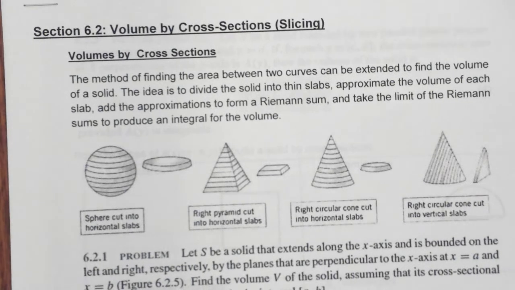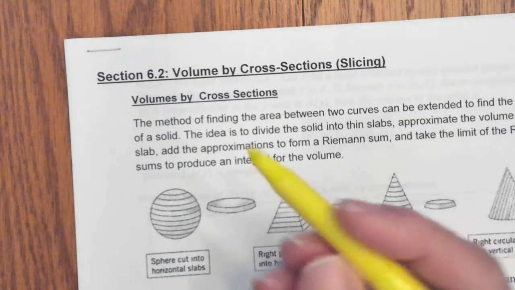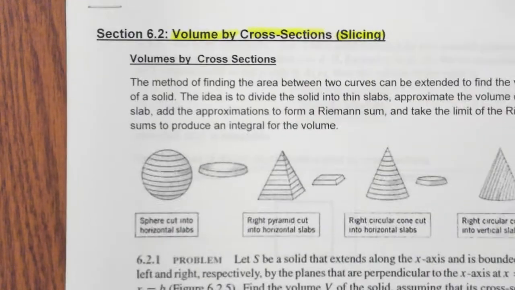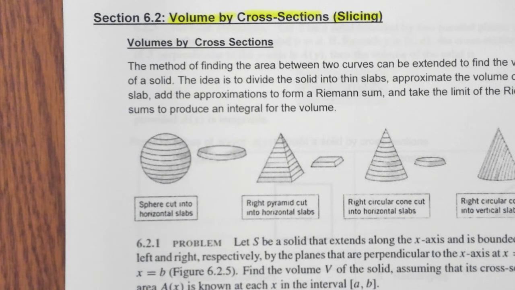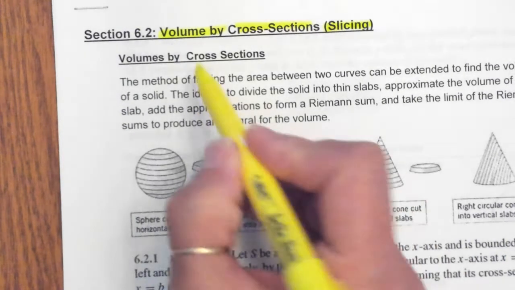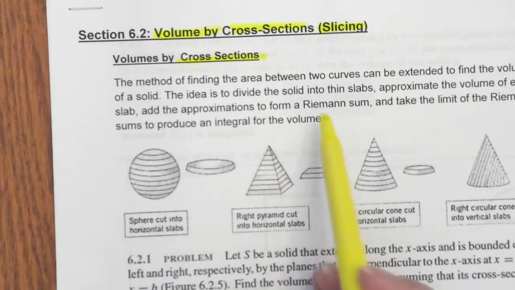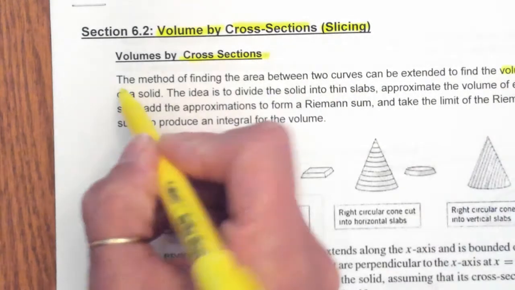Okay, so the last section that we are going to talk about that is combined is volume and then volume by discs and washers. So we're going to talk about volume by cross sections, which is basically just slicing an object and taking multiple items over a series of a specific area. So when we talk about volume by cross sections, essentially what you're doing is finding the area between two curves and then extending that to find the volume of a solid.